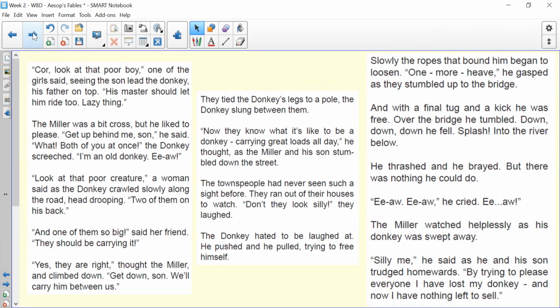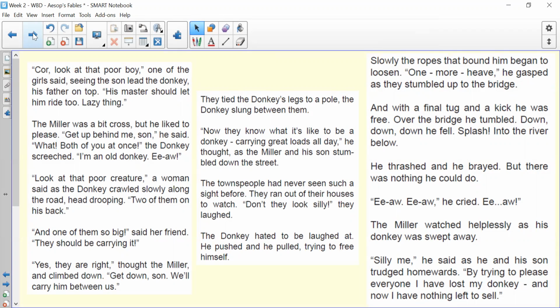"Caw, look at that poor boy," one of the girls said, seeing the son lead the donkey, the father on top. "His master should let him ride too, lazy thing." The miller was a bit cross, but he liked to please. "Get up behind me, son," he said. "What, both of you at once?" The donkey screeched. "I'm an old donkey."